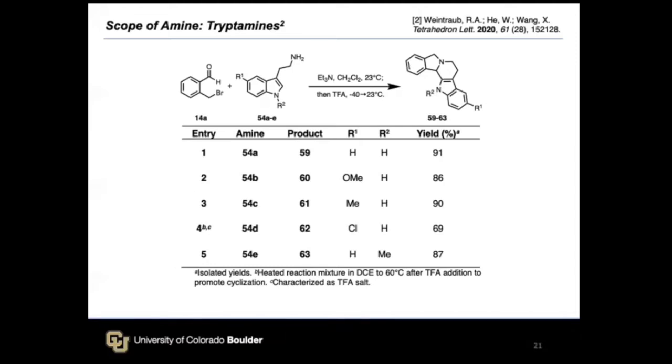However, using an electron poor tryptamine with an electronegative chlorine atom reduced the yield, and the reaction required heat to obtain the best results due to the reduced nucleophilicity of the tryptamine. And then finally, we investigated the effects of N-methyl substitution, which is this R2 position here. We found that it, on the other hand, did not significantly decrease the yield.